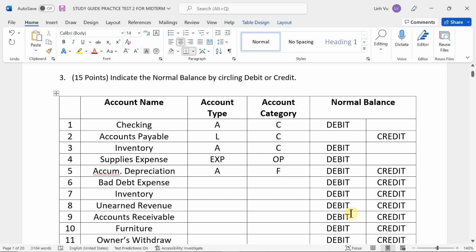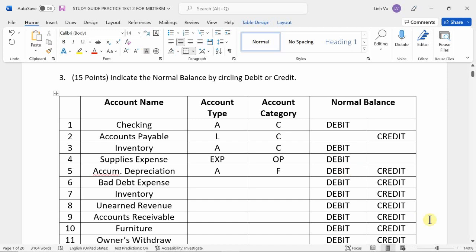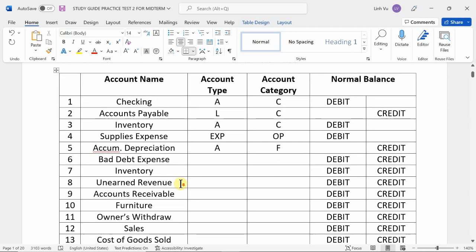So if it's a contra account, then what is its normal balance? Is it a debit? If you increase your assets with a debit, what does a contra account do? It decreases it. So how would you decrease a fixed asset? Credit. You would credit it. Okay? What about the bad debt expense?